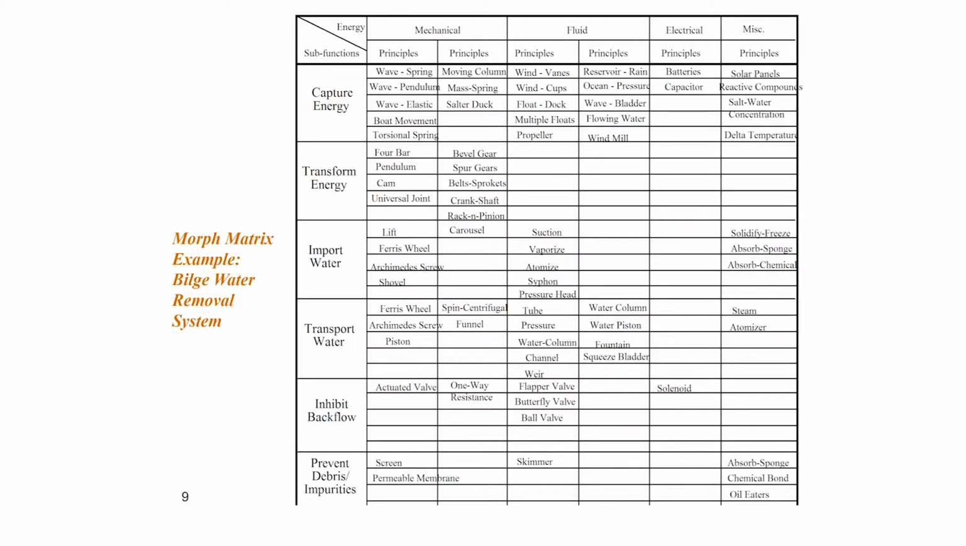So here is a morphological matrix for this problem, and you can see the first function is capturing energy. And again, it's organized by energy domain. And so there are multiple ways to capture that energy. So multiple ways to capture wave energy. That's one type of energy that's available in the environment.